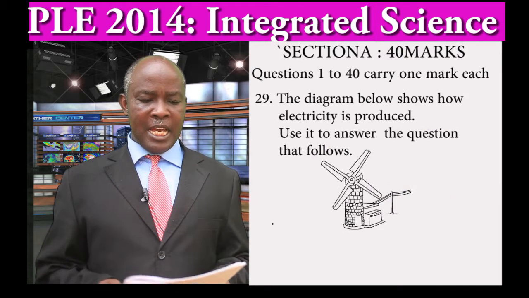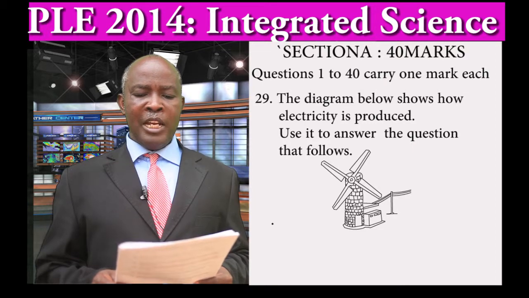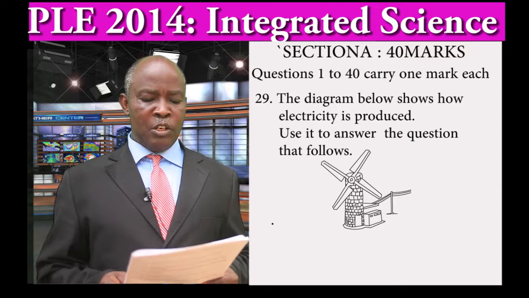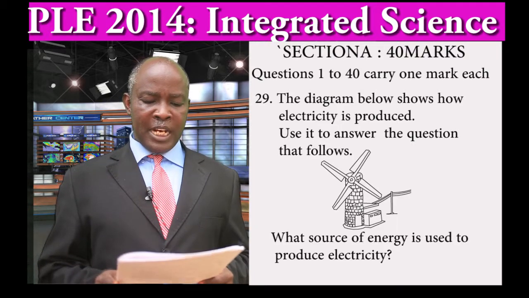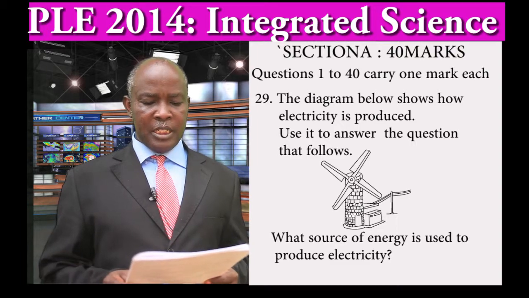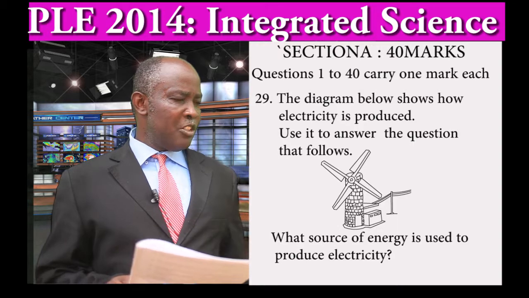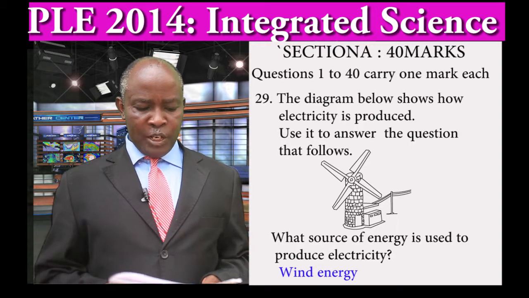Number 29. The diagram below shows how electricity is produced. Use it to answer the question that follows. What source of energy is used to produce electricity? That is wind energy.